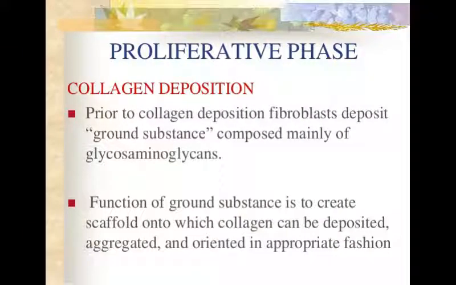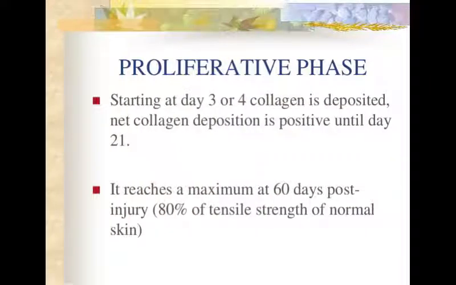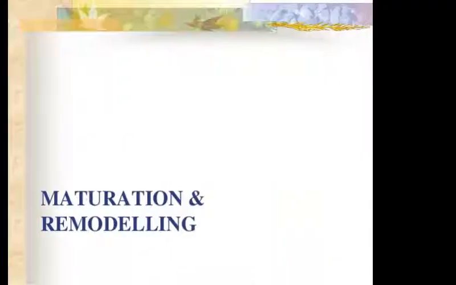Another stage is collagen deposition. Prior to the collagen deposition, fibroblasts deposit ground substance composed mainly of glycosaminoglycans. The function of the ground substance is to create a scaffold onto which collagen can be deposited, aggregated and orientated in appropriate fashion. Starting at day 3 or 4, collagen is deposited, and net collagen deposition is positive until day 21. It reaches a maximum at 60 days post injury, at 80% of the tensile strength of normal skin.